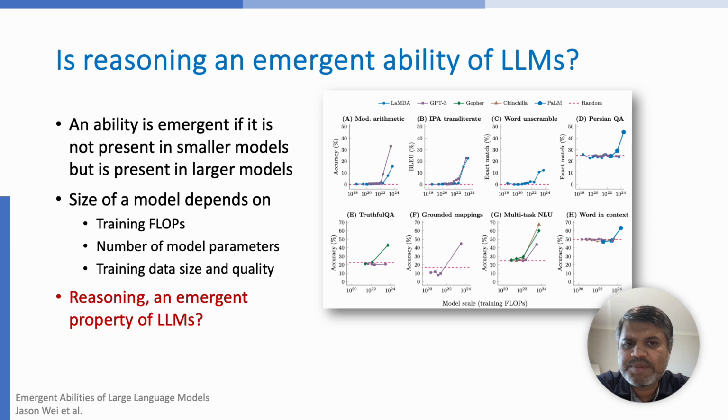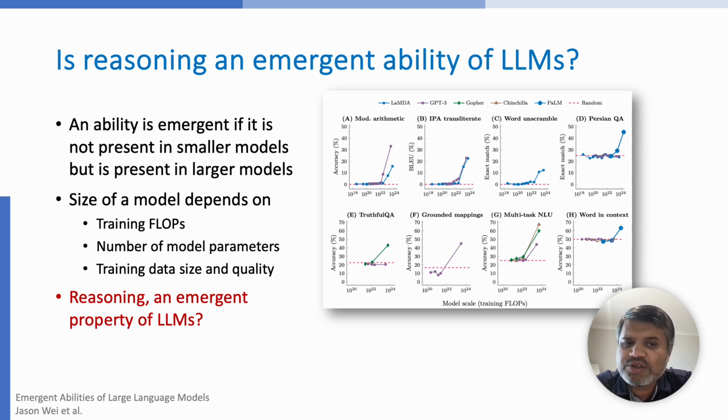Is reasoning an emergent ability of LLMs? Maybe. It only occurs in large models, but the definition of large models is changing. It was initially thought that models over 50 billion, 70 billion can show reasoning capability, but recently much smaller models are also showing very good performance on reasoning benchmarks.